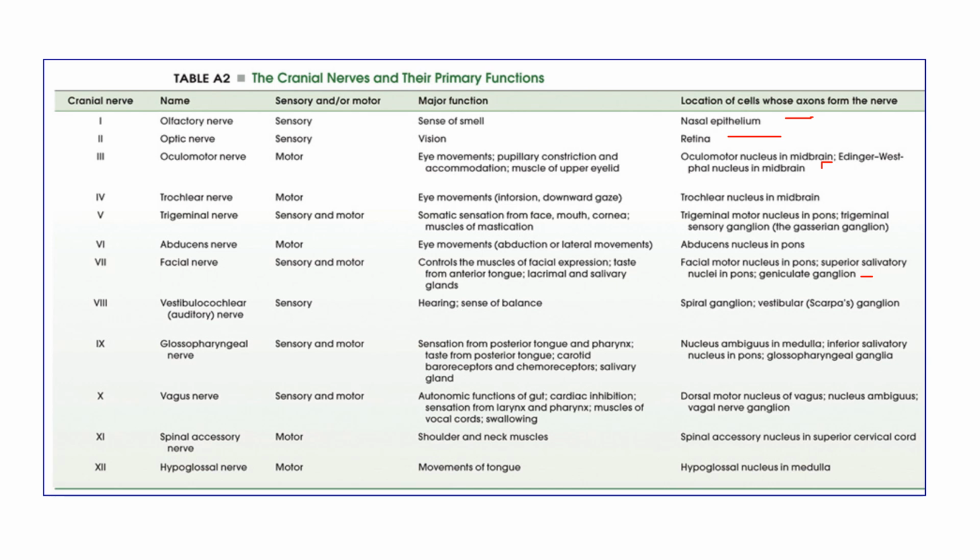Cranial nerve 8, vestibular cochlear. So this is, you want to associate this one with the spiral ganglion or the vestibular ganglion. It used to be called the Scarpa's. Okay, so spiral and vestibular. So vestibular cochlear. 9 is going to have that nucleus ambiguus, remember?